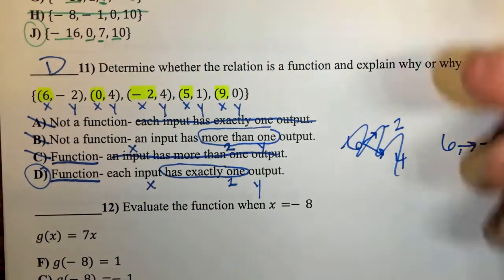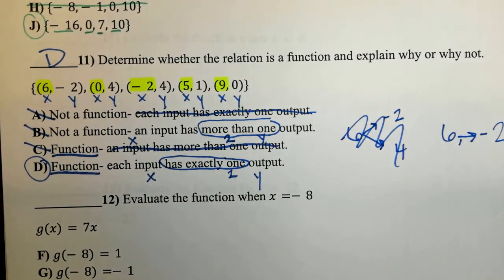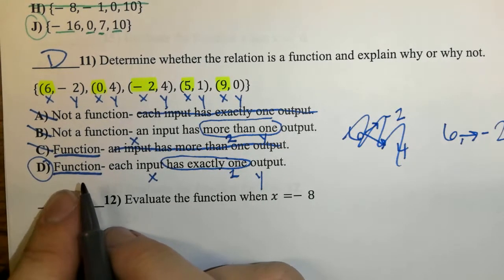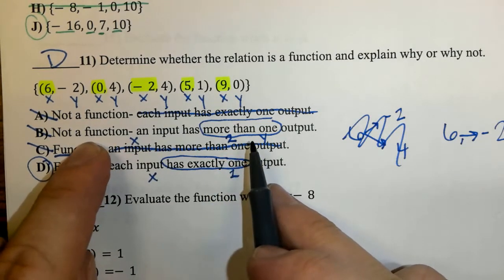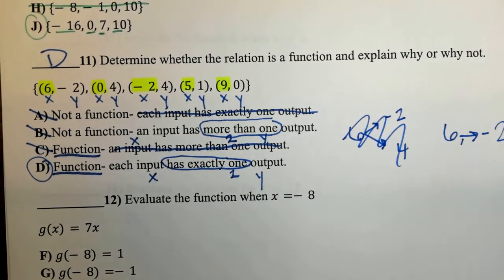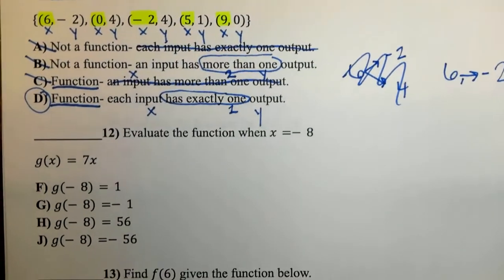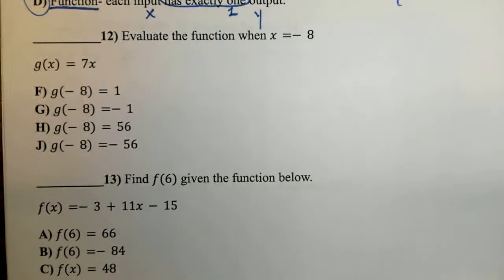So they do this on purpose to try and confuse you, because you know it's a function or not a function. That part is easy. It's just knowing why is where people get confused and pick the wrong one. So function, exactly one output. Not a function, more than one output. That's the difference.